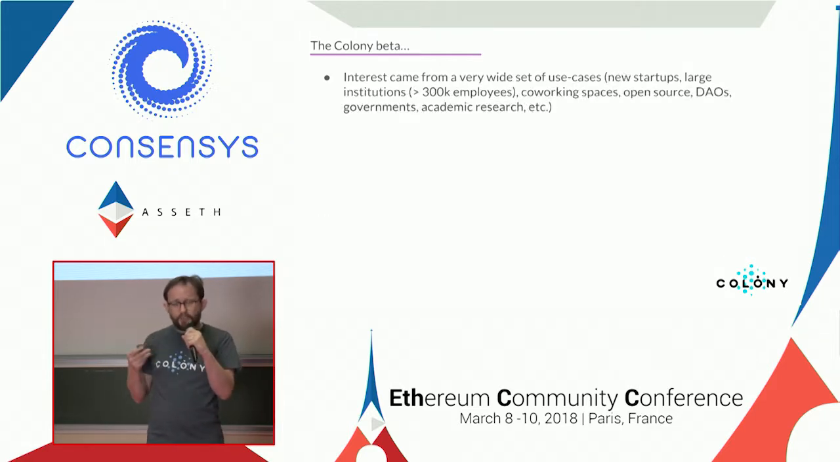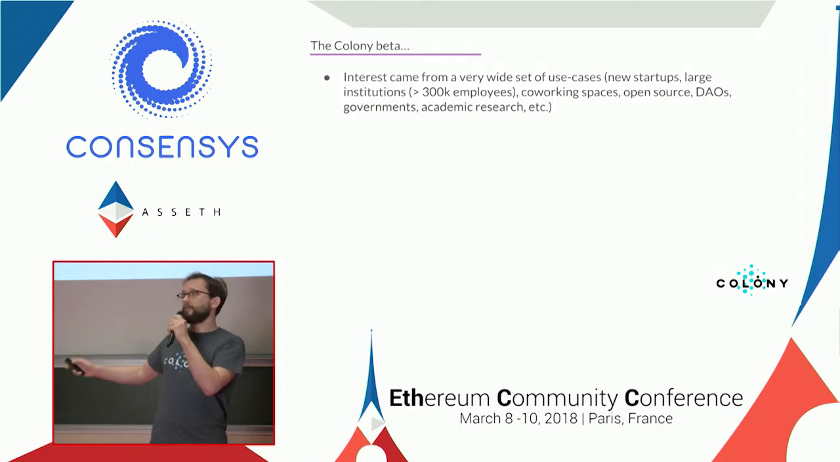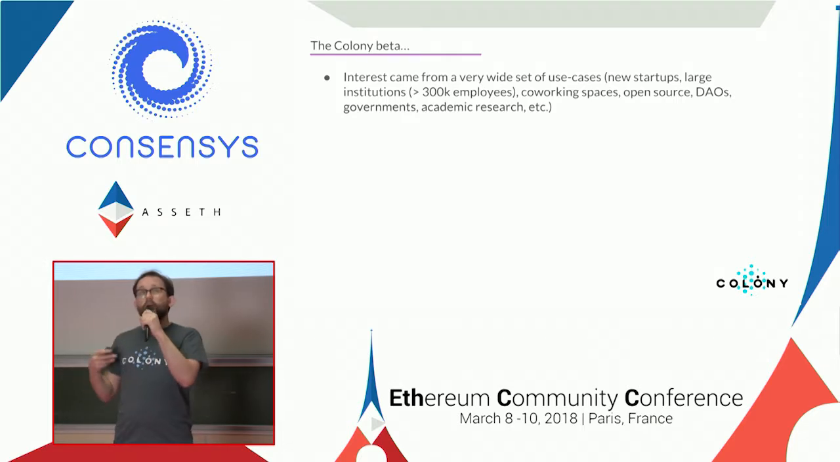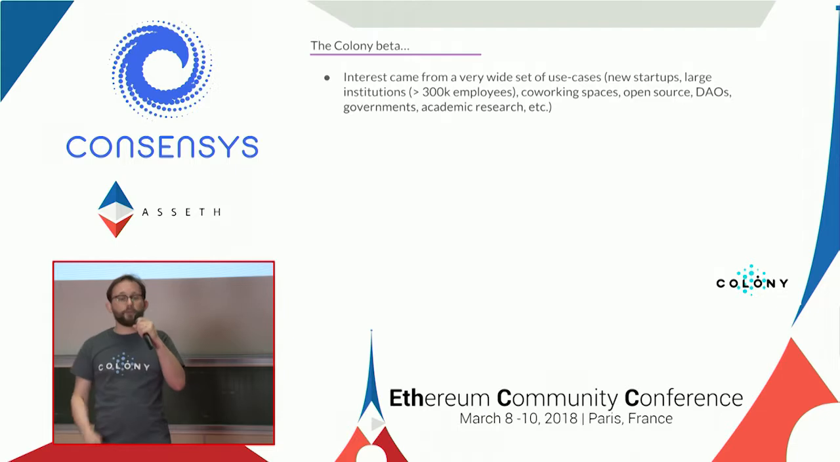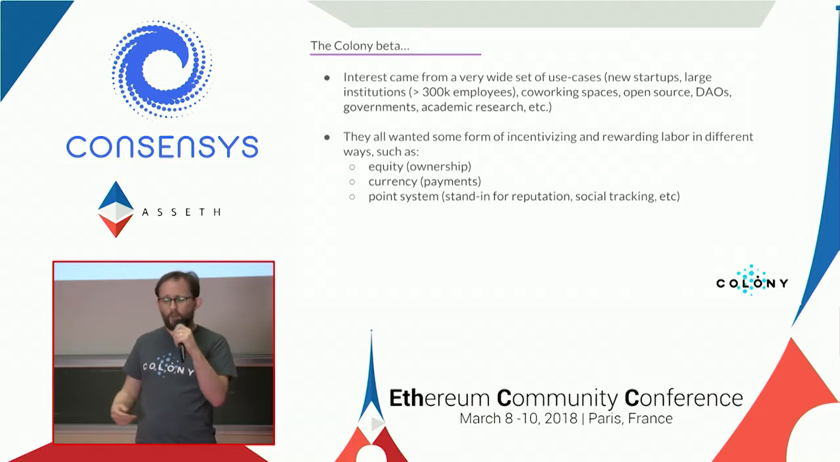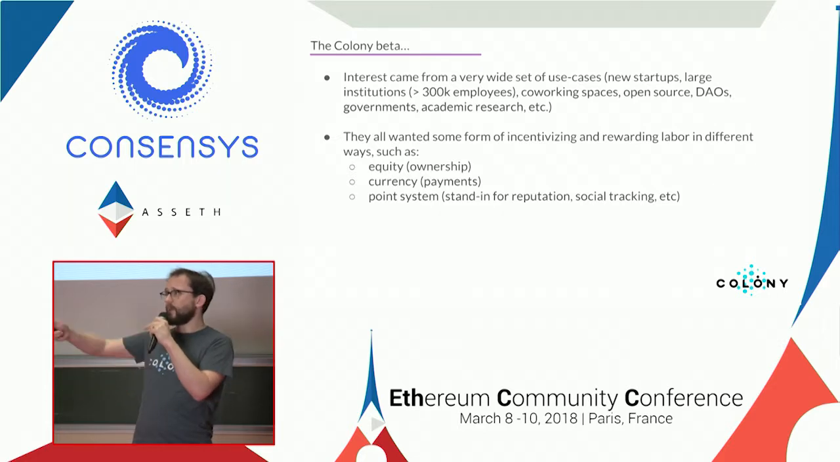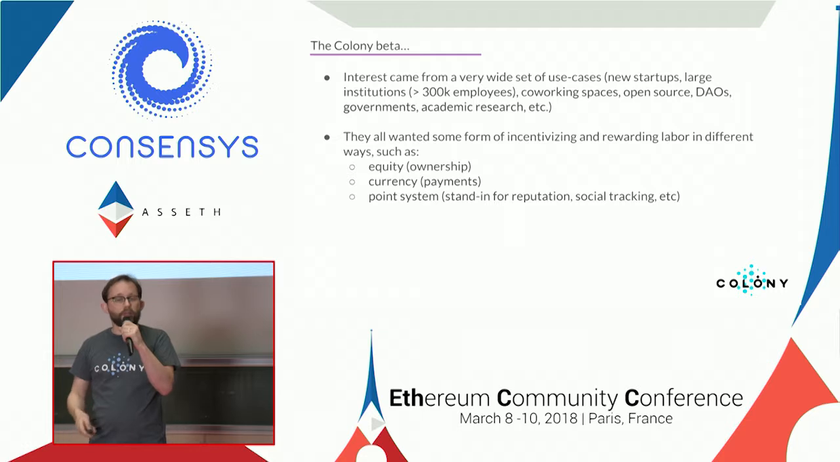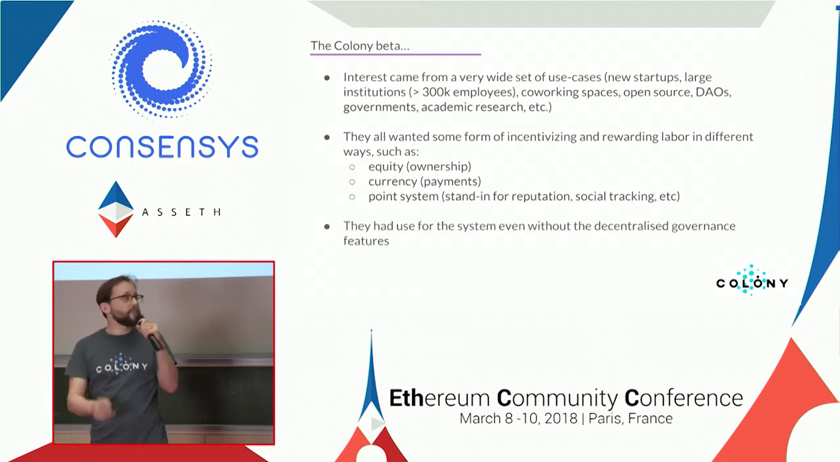And interesting to us, we had interest in the beta from all over the space, the usual suspects, the crypto startups, but also, interestingly, huge organizations thought they'd have use for this, which I found interesting. And they all wanted some way of incentivizing work, farming out work to people, keeping track of who does what, and rewarding them in some way or other. And so they had use for this even without the decentralized governance.